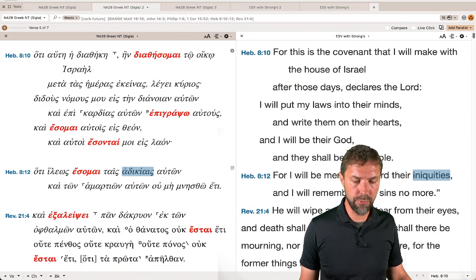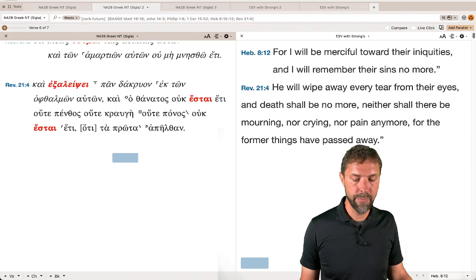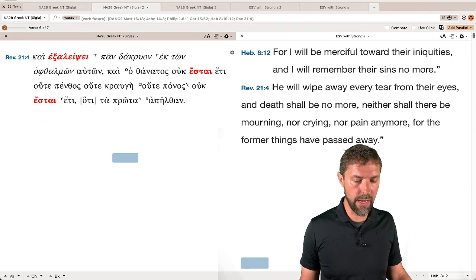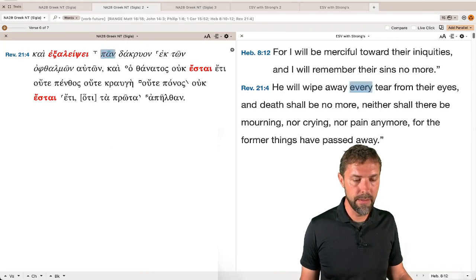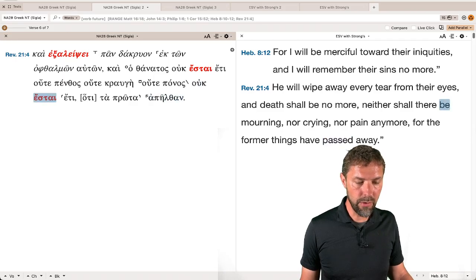And yet, there is this future component promise to it that we are enjoying. Finally, here's the last and grand future at the end of the story of Scripture. God will wipe away every tear from their eyes. Death will not be. And this is a future form of eimi that we're about to learn. Death will not be any longer. There shall not be mourning nor crying, nor will there be any more pain, because the former things passed away.